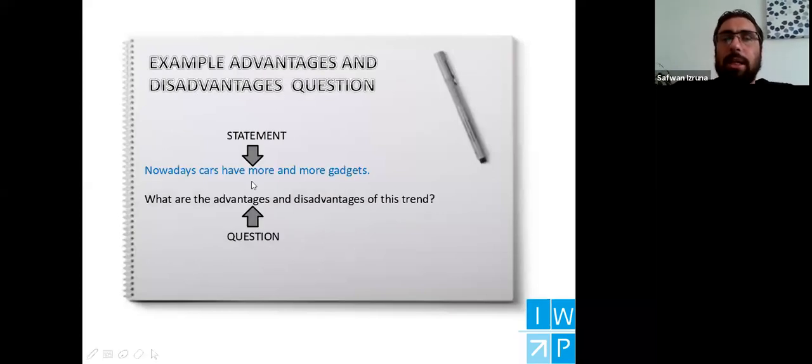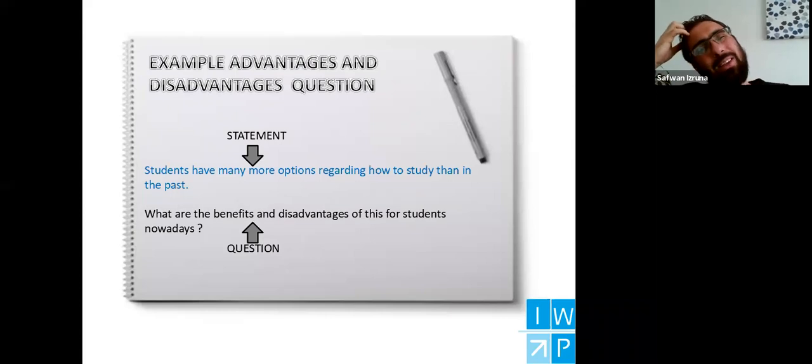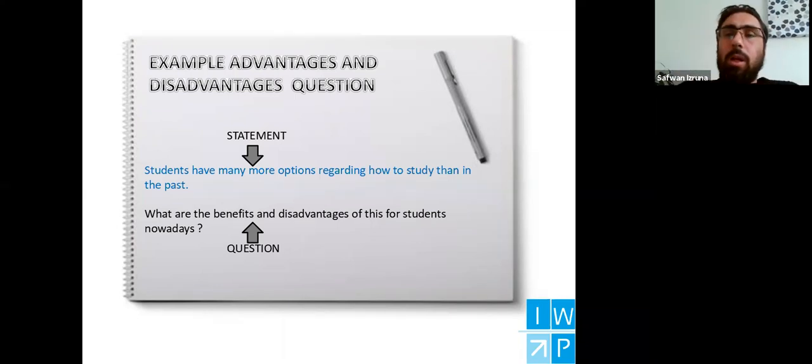Example, nowadays cars have more and more gadgets. What are the advantages and disadvantages of this trend? So this, of course, is a very simple question, and this is a GT question. This is something that will only come in GT exams. I don't think it's as common these days. I don't think it's been repeated that much lately. But then again, they can choose whatever question they throw at us. So you just have to be prepared, really.